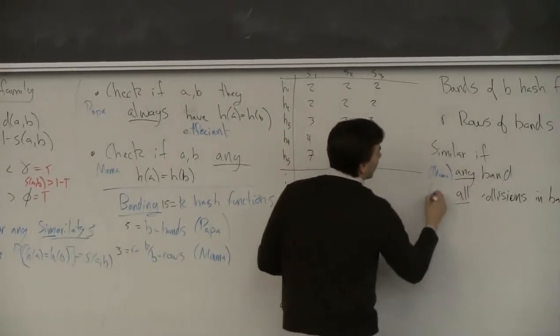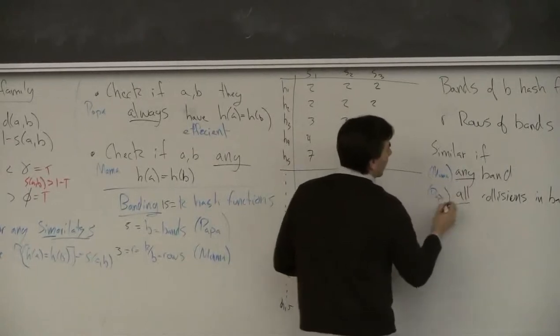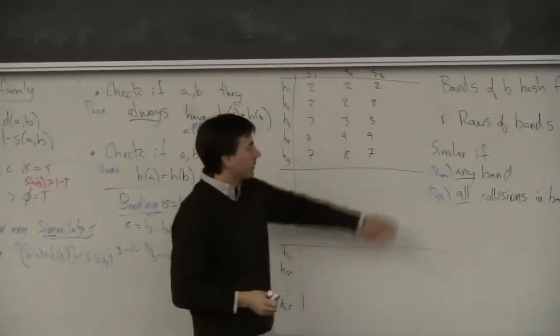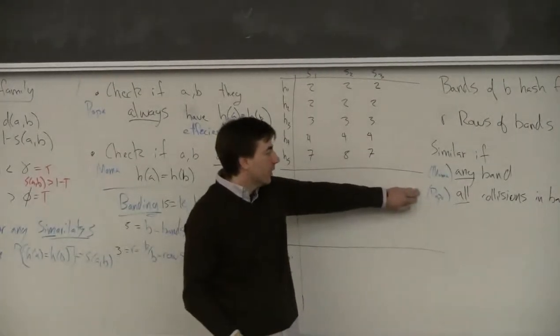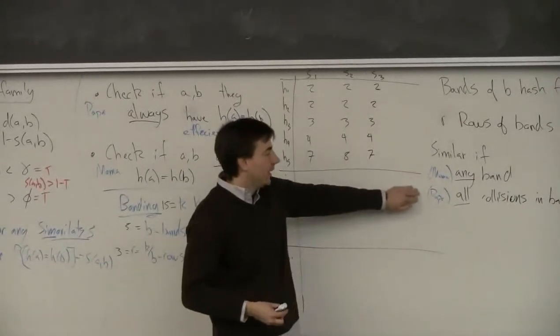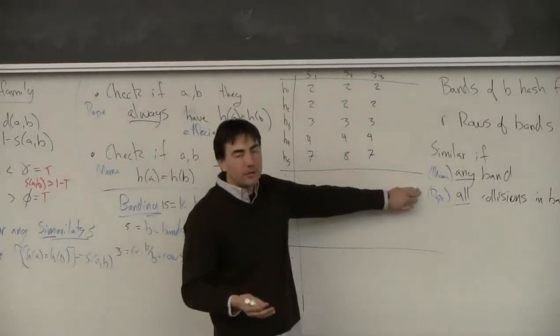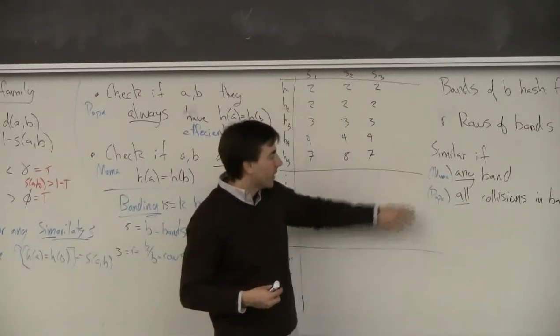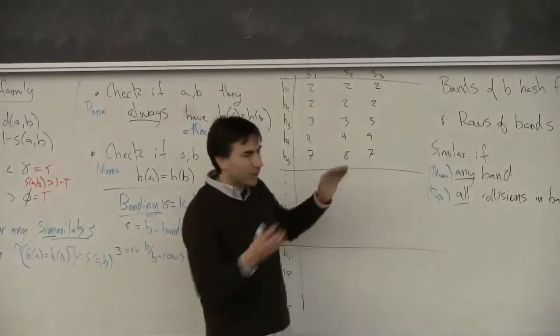So this was the Mama Bear technique, and this was the Papa Bear, right? So inside the band, you need to have all the collisions, but you have many choices. You can be a bit more forgiving. You don't need to hit all the bands, you just need to hit one of the bands. So Papa's a little harsh, and Mama's more forgiving.